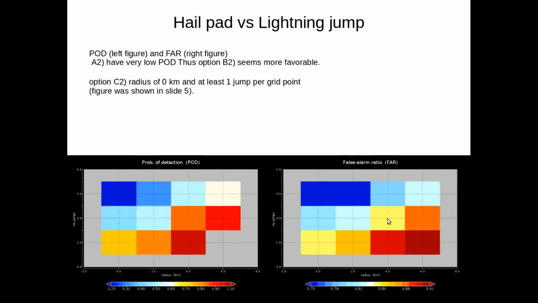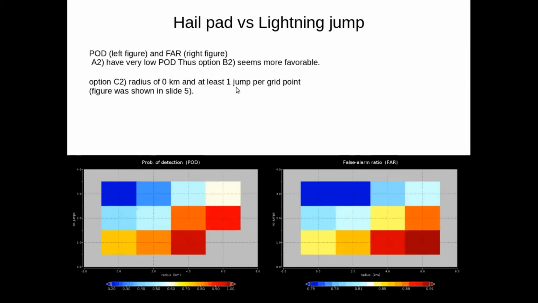Although the false alarm ratio also increases if we use this approach. But then again, as the radius increases, more and more stations which didn't report anything come within this circle, so the false alarm ratio is rising proportionally. And the third option, which we already showed on the 5th slide, is a point-to-point comparison using a threshold of at least 1 jump, which has a relatively low false alarm ratio and relatively high probability of detection.